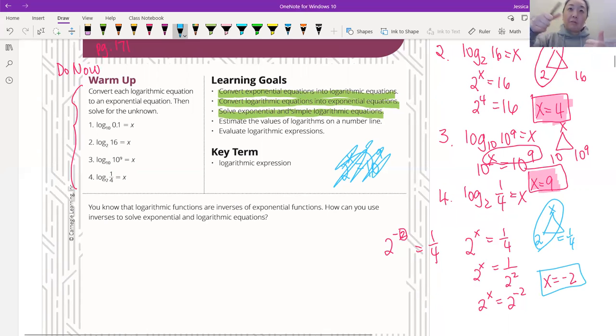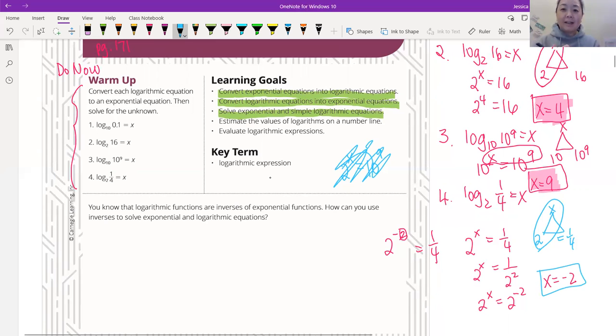So today for our learning targets, it's going to be convert exponential equations to logarithmic ones and go the other way, logs to exponents, right? And they are inverses of each other. Please understand they are inverses, they undo each other, exponentials and logs. We'll get more into that in the next couple of lessons. And also we're going to solve exponential and simple logarithmic equations.